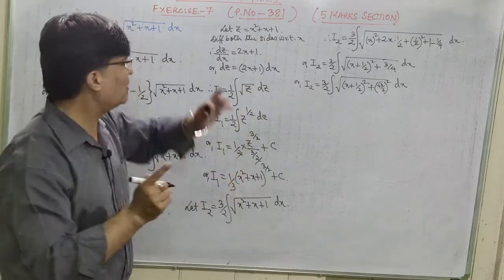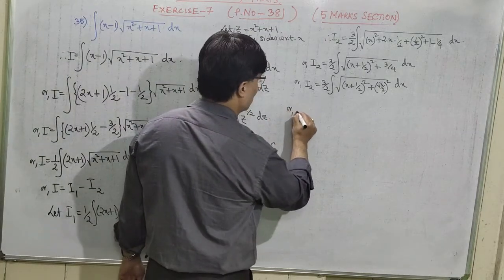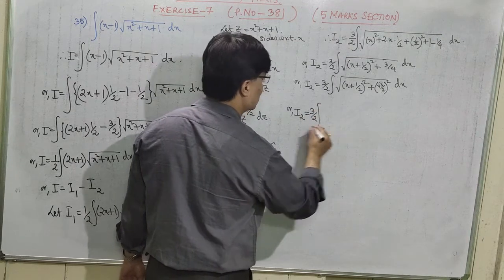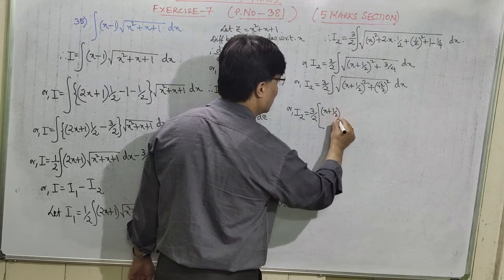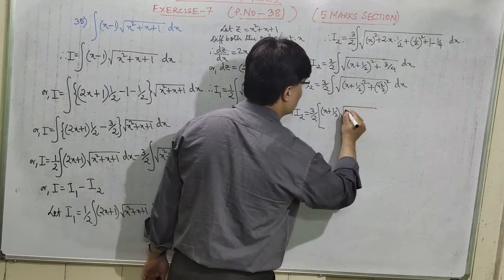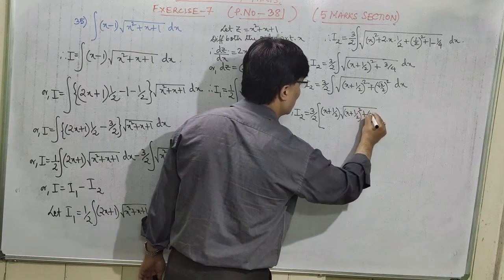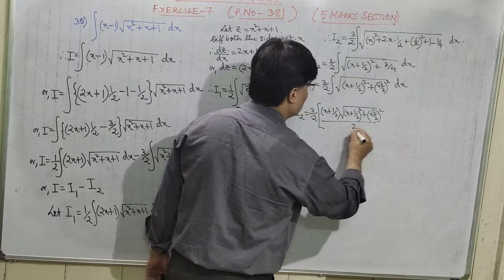Standard integral number 1 from integration by parts. Okay, so let us use the formula. I2 is equal to 3 by 2 within third bracket. What is x here? Let us write down the formula. You know the formula. X is x plus half, what is x? Whole square, x plus half whole square plus root 3 by 2 whole square divided by 2.